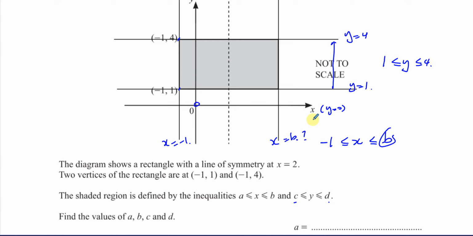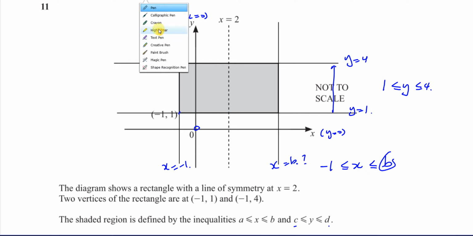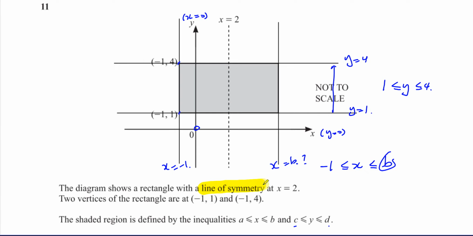What we're going to do is use the fact they told us that this has line symmetry at x equals 2. So this is the line of symmetry. That means that if you folded this shape along this line, that point would fit exactly over that point, and that point would fit exactly over that point. It has line symmetry, and that's very important for us to understand. So the distance between a point and the line of symmetry, and its image on the other side of that line, must be the same because this is symmetrical.